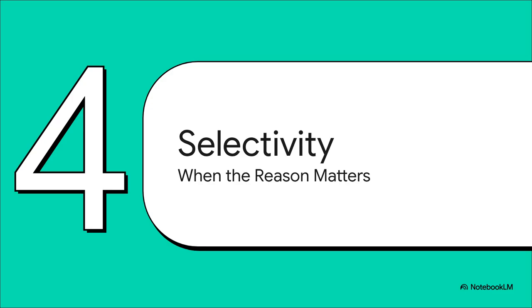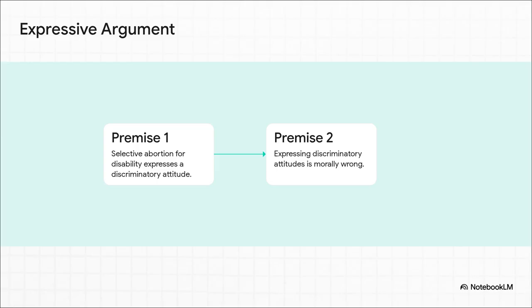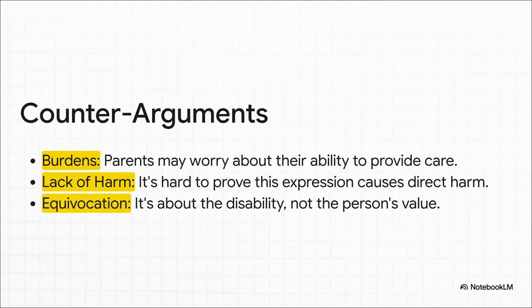All right, let's narrow our focus a bit now to a really specific and complex corner of this debate: selective abortion. This is where the reason for the abortion takes center stage, especially when it's related to a prenatal diagnosis of a disability. This is called the expressive argument, and it basically says that when you choose to abort a fetus because it has a disability, you're sending a message, a bad one. You're expressing the idea that disabled people are less valuable or that their lives are not worth living. And if expressing that kind of discrimination is morally wrong, then, the argument goes, this specific kind of abortion is also morally wrong. But, as you can imagine, it's not that simple.